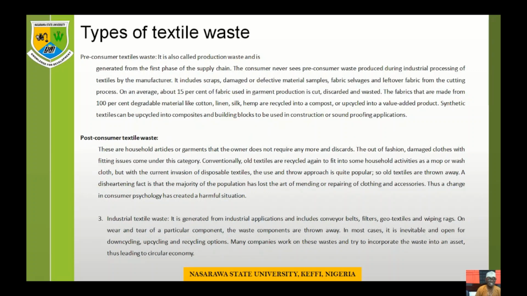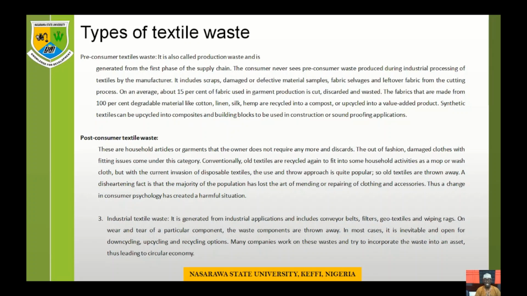Types of textile waste. One is pre-consumer textile waste. It is also called production waste and is generated from the first phase of the supply chain. The consumer never sees pre-consumer waste produced during industrial processing of textiles by the manufacturer. It includes scraps, damaged or defective material samples, fabric salvages, and leftover fabric from the cutting process.